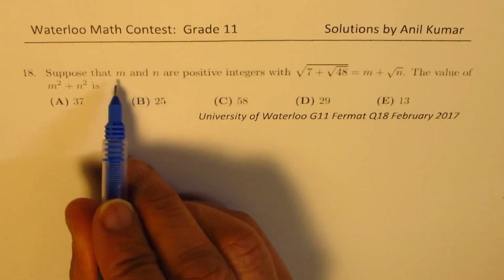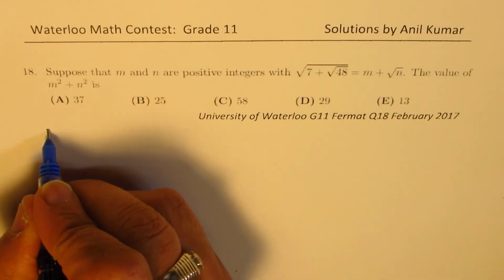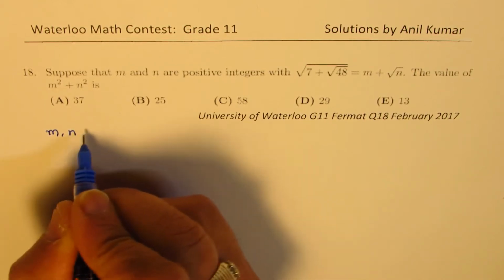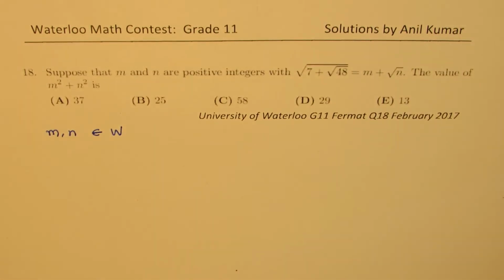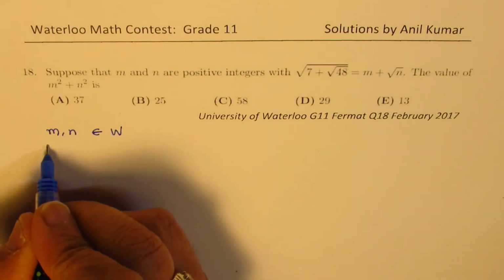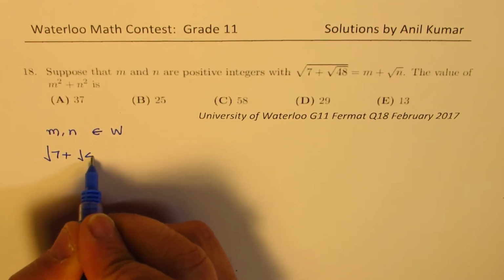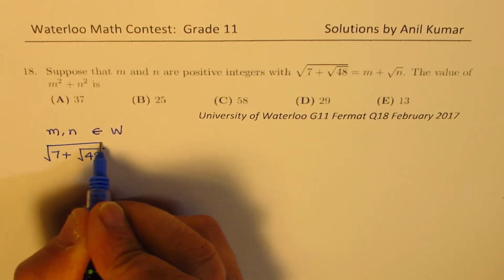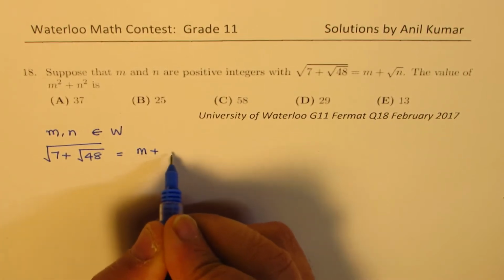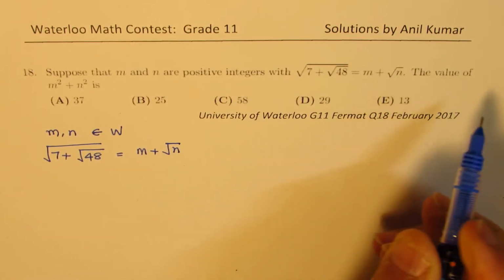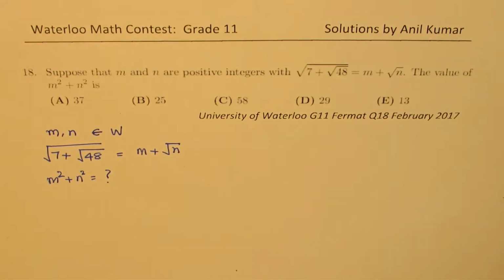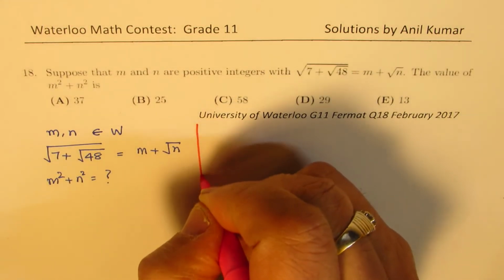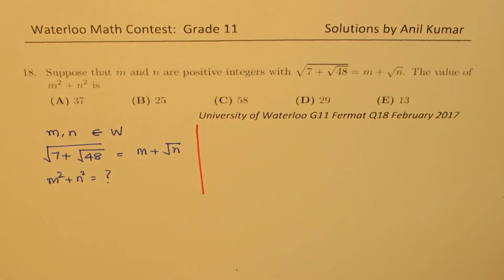What we are given here is that m and n are positive integers. So let me say m and n are positive integers, means they belong to whole numbers, right? So that is what is given to us. And we are also given that square root of 7 plus square root of 48 is equal to m plus square root of n. What we need to find is what m square plus n square equals to. Is that clear to you? Five options are given to you. So I'd like you to pause the video, answer this question, and then look into my suggestions.